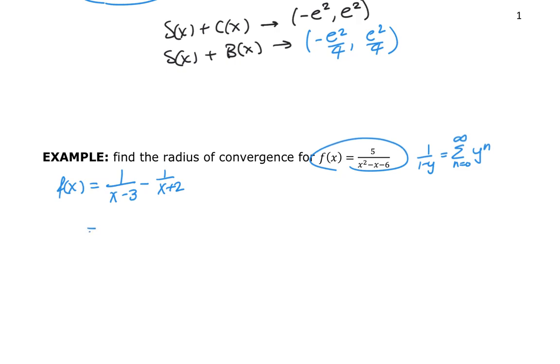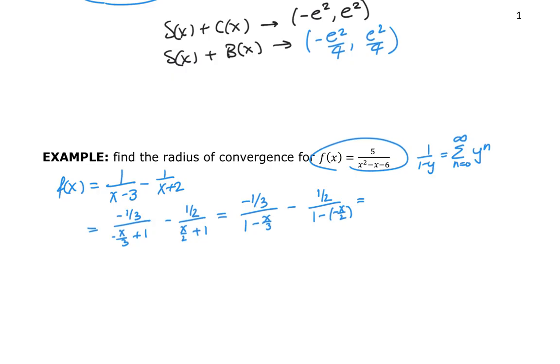So I'm going to rewrite this as dividing everything by negative 3, so negative 1/3, and then this becomes negative x divided by 3. This becomes plus 1. And here I'm going to divide everything by 2, so I have 1/2 over x divided by 2 plus 1. Then I'm going to rewrite this as negative 1/3 over 1 minus x thirds, and then minus the 1/2 over 1 minus negative x over 2.